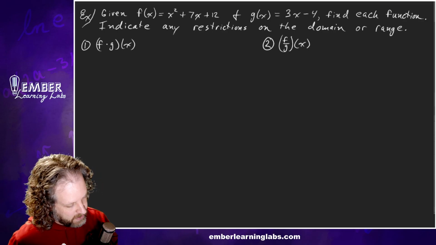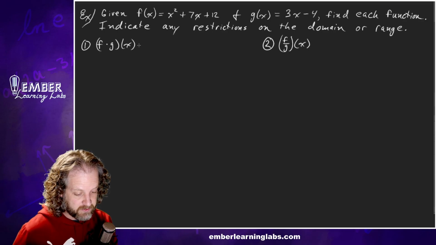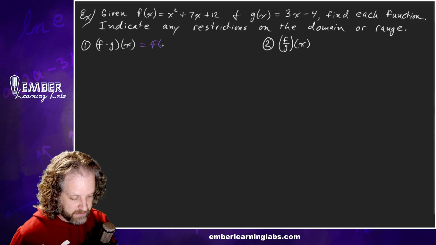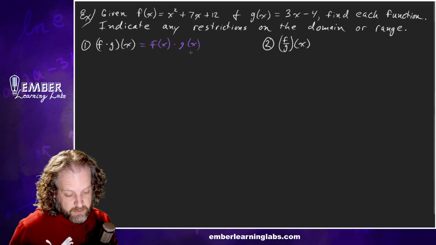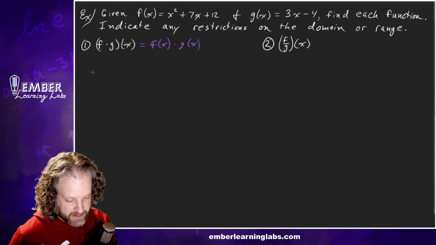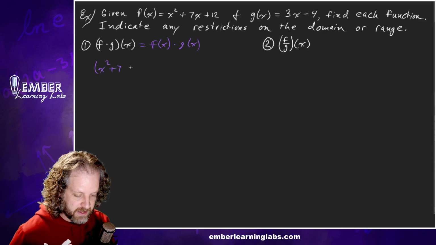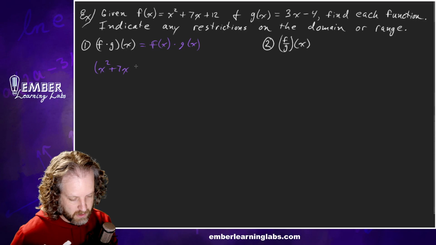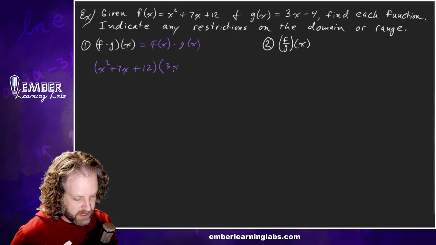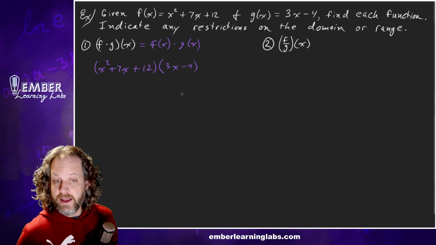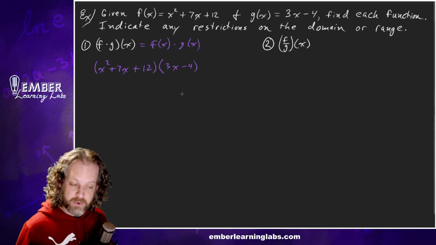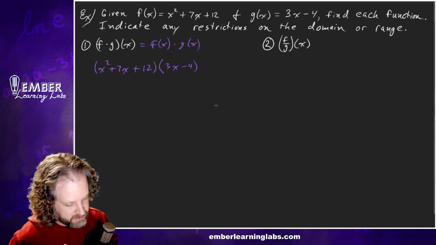So this one right here, f times g of x, is the same as f of x times g of x. So we're going to do just what we did last time. We're going to write down the function. So f of x is x squared plus 7x plus 12 and times g of x, which is 3x minus 4. What do we got here? We got the big old distributive property, so we want to take care of that.